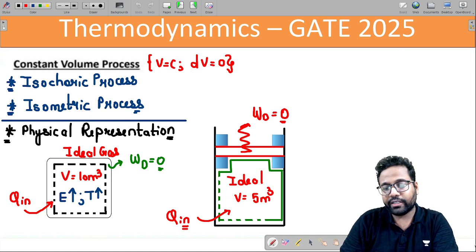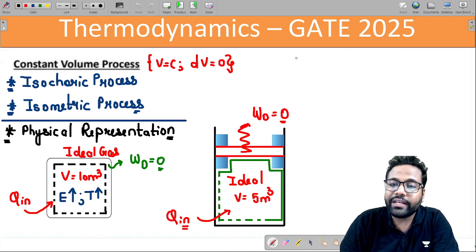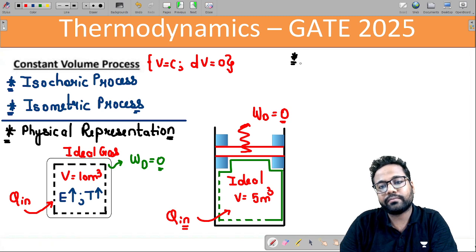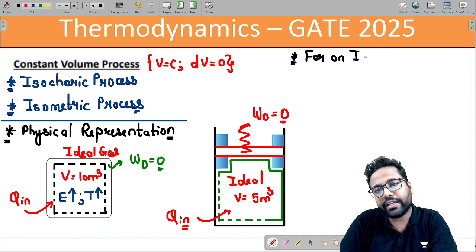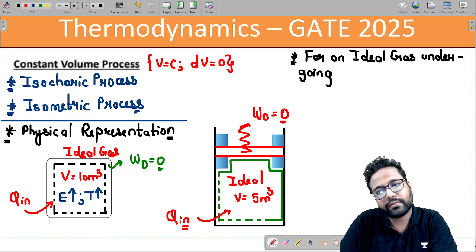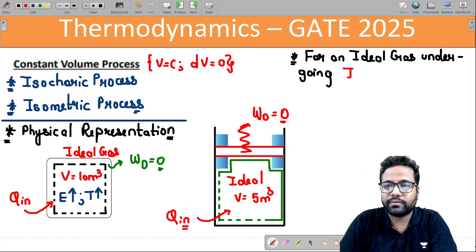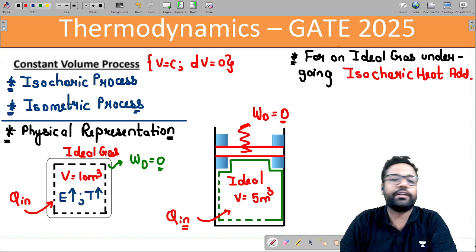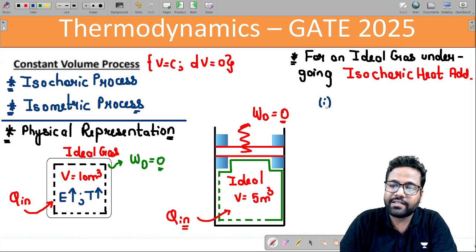So first of all, I am writing this over here only. For an ideal gas undergoing an isochoric heat addition process, point number 1, the temperature increases. Sir, what happens to the pressure?